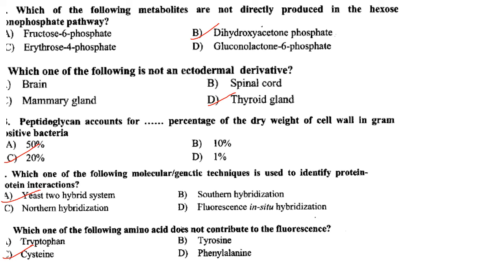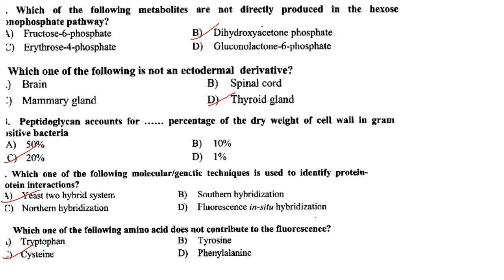Then next one. Which of the following metabolites is not directly produced in the hexose monophosphate pathway? So it is dihydroxyacetone phosphate. Answer is option B. Which one of the following is not an ectodermal derivative? So out of the given options, thyroid gland is not an ectodermal derivative.